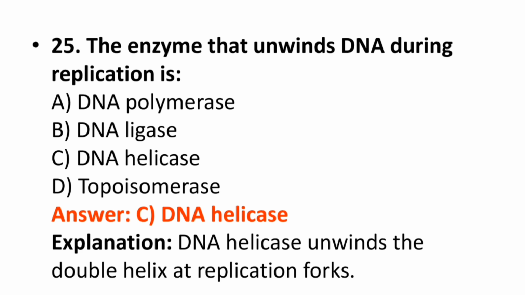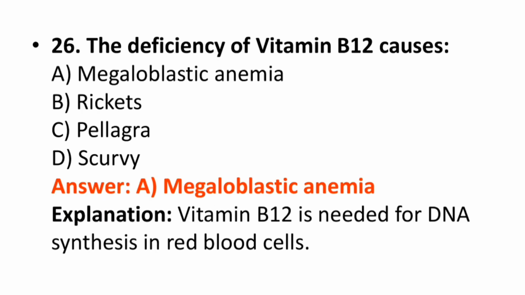The deficiency of vitamin B12 causes option A, megaloblastic anemia, option B, rickets, option C, pellagra, option D, scurvy. The correct answer is option A, megaloblastic anemia. Vitamin B12 is needed for DNA synthesis in red blood cells. The deficiency of vitamin B12 causes megaloblastic anemia.